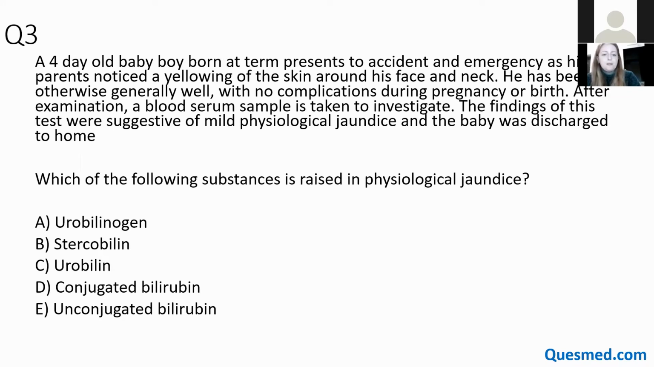Which of the following substances is raised in physiological jaundice? Is it A, urobilinogen, B, stercobilin, C, urobilin, D, conjugated bilirubin, or E, unconjugated bilirubin? So I'll give you a few moments to think of your answers.